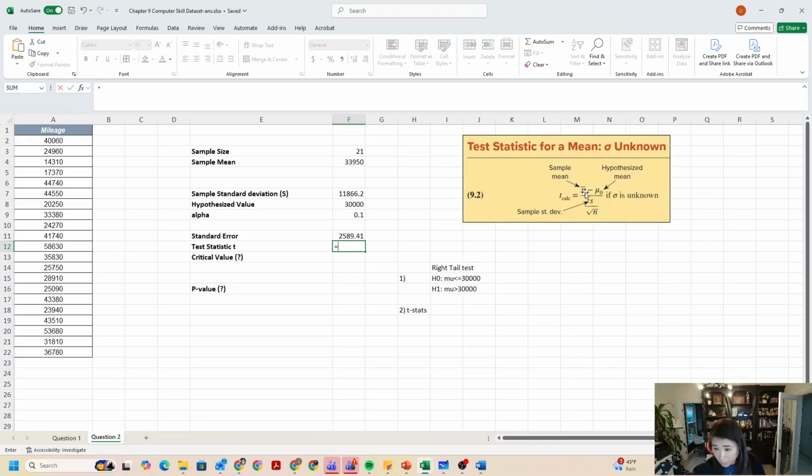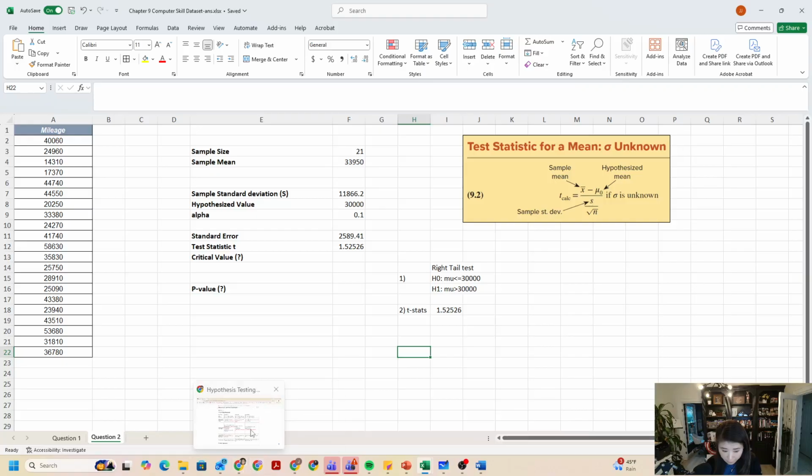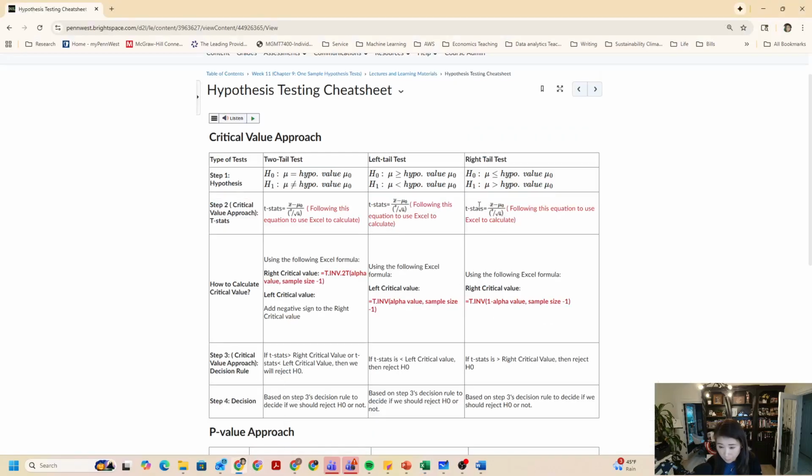We first use the sample mean. So equal sample mean minus the hypothetical value here. Oh, I forgot the parentheses. This is very important. Don't forget about the parentheses. And then divided by the standard error we just calculated. So that gives me the t-stats. The t-stats equal to 1.52526. Okay. Now let me go back to my cheat sheet again. Okay, now we finish calculating the t-stats.